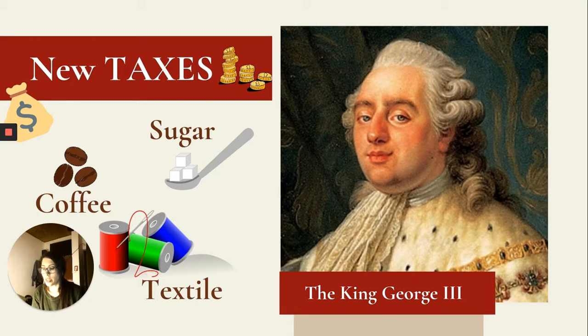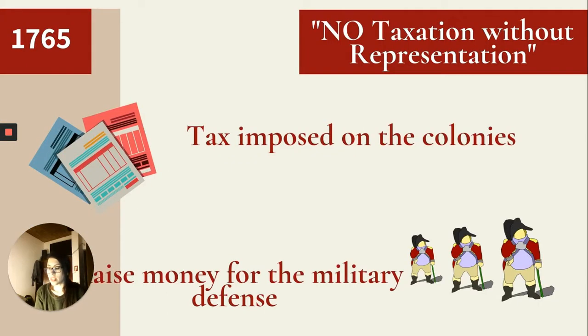The English King George III claimed that the colonies must pay new taxes on imports of sugar, coffee, textiles, and other goods too. In the famous Declaratory Act, the colonies proclaimed no taxation without representation. The British government had full power and authority over the colonies and people of America.